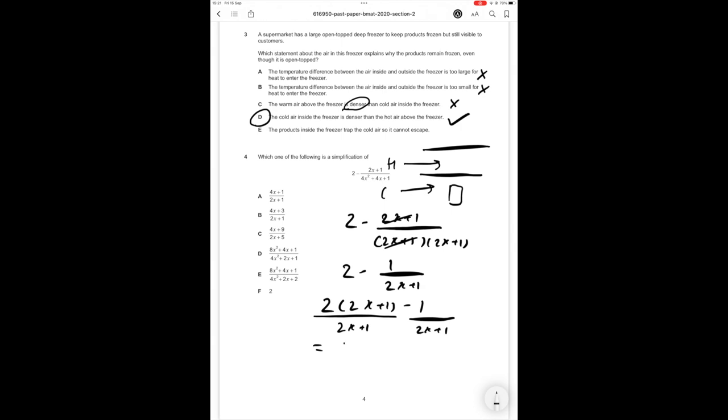So what we're going to have, therefore, is (4x + 2 - 1) over (2x + 1), which is equal to (4x + 1) over (2x + 1), which in this case is answer option A, which is the correct answer.